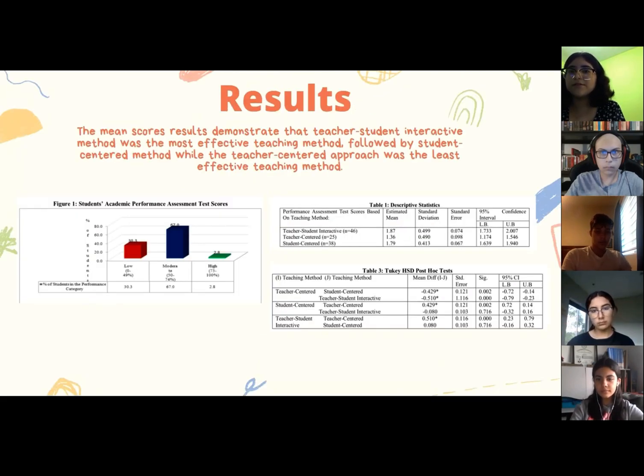The mean score results demonstrate that the teacher-student interactive method was the most effective teaching method, followed by the student-centered method, while the teacher-centered approach was the least effective method. First, the figure shows the students' academic performance on their test scores, then the descriptive statistics, and the Tukey HSD post hoc tests.